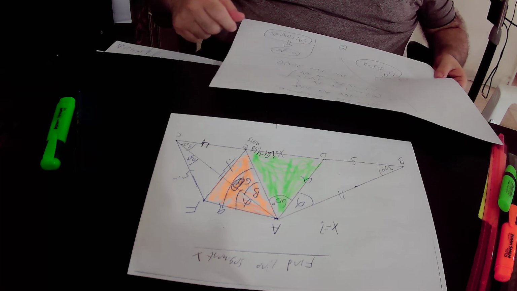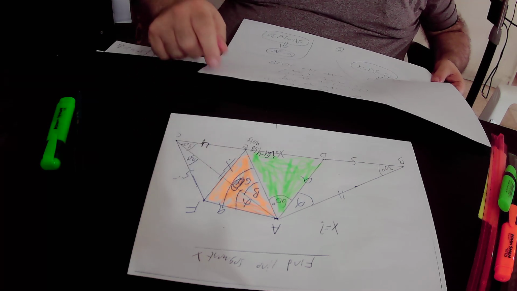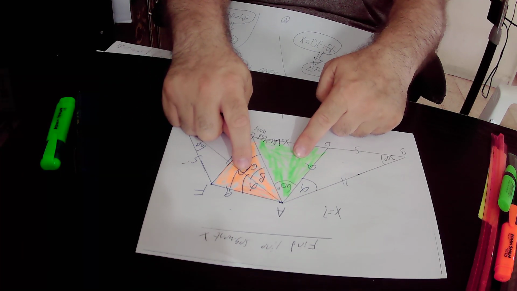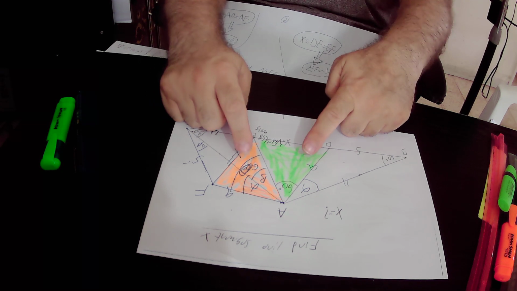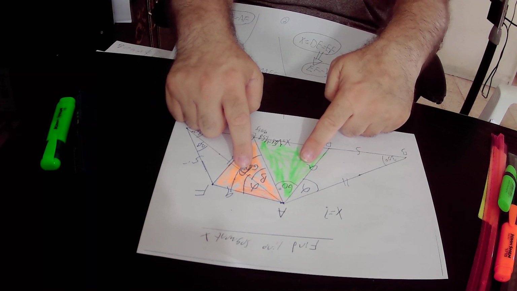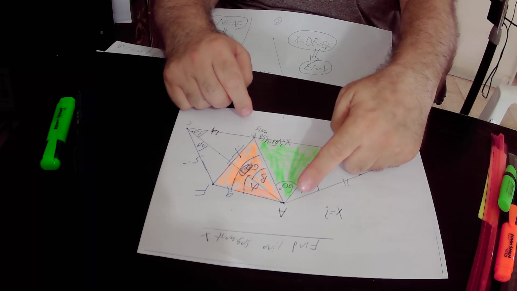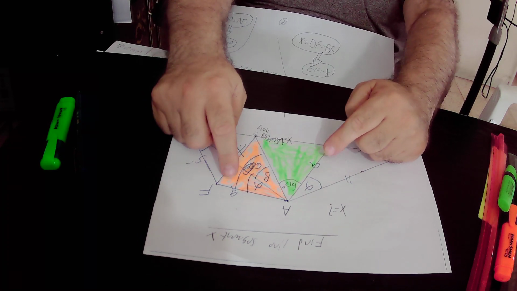Then we joined points E and F together by a straight line, and we proved that those two triangles can go into each other. That is to say, the green triangle can go into the orange triangle. Why can those two triangles go into each other? First of all, we just proved that side AD equals side AE equals a.